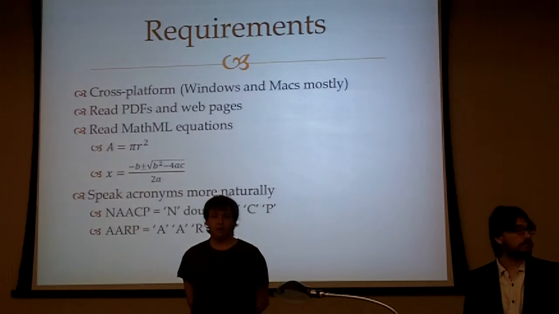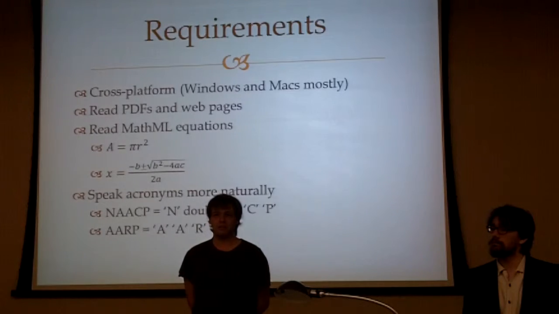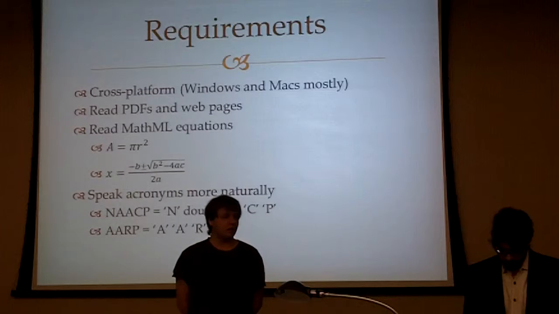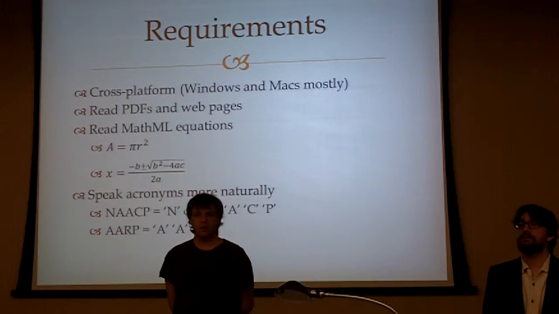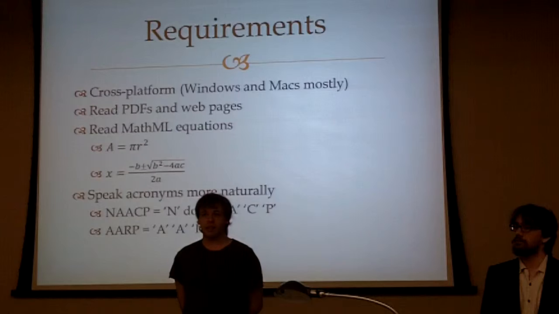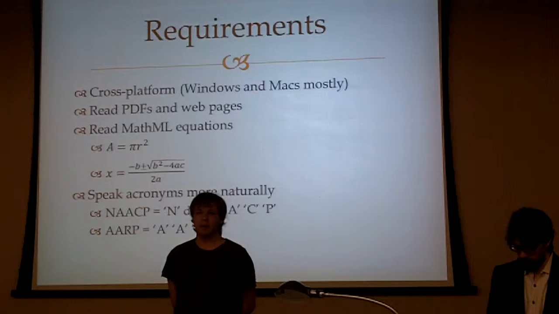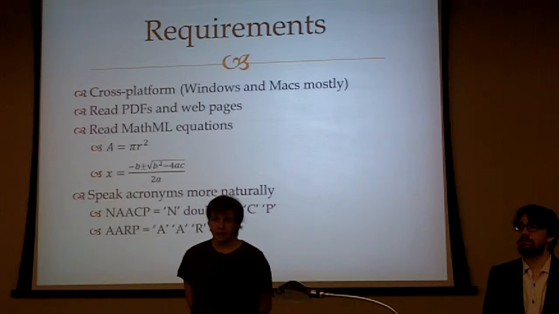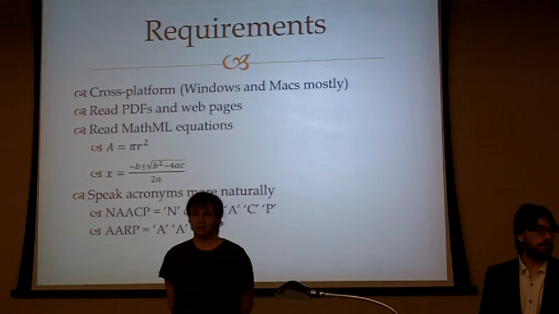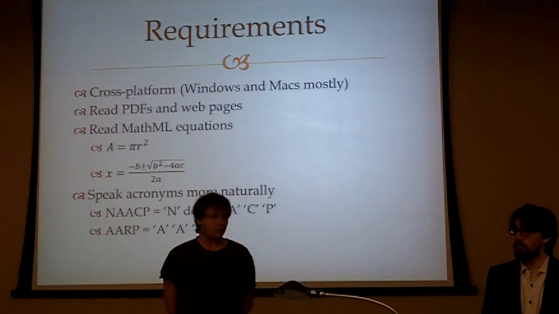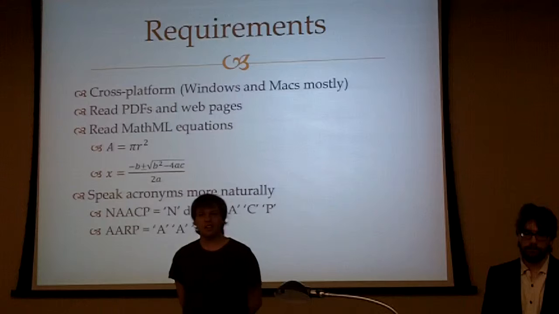Now, one of the first requirements is cross-platform compatibility, primarily on Windows and Macs, simply because that's what most students use. Additionally, we need to read PDFs and web pages, again because of what the students need to use. The PDFs will primarily be their textbooks provided by Central Access, in the correct format, and the web pages will be for their other needs. Now, in addition to this, we need to read MathML equations.